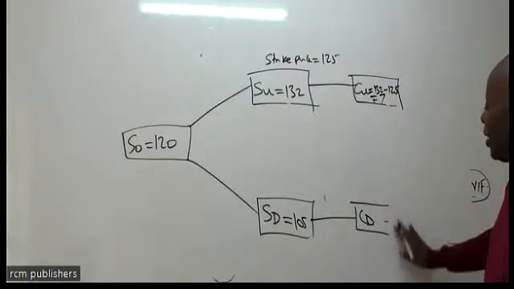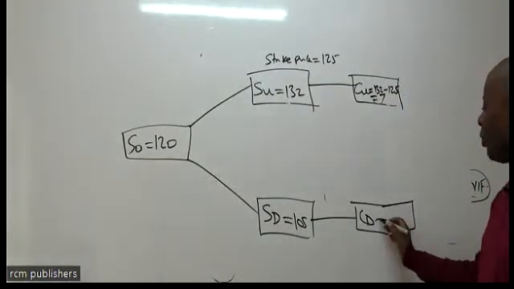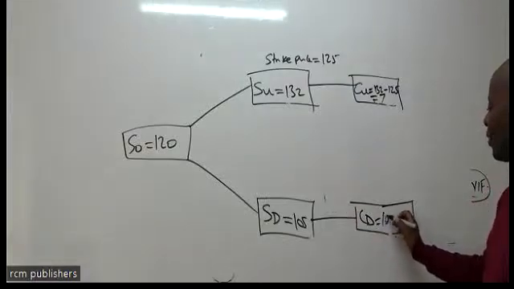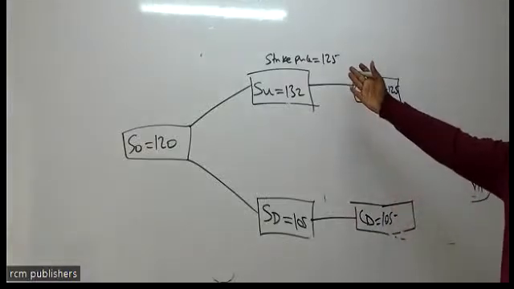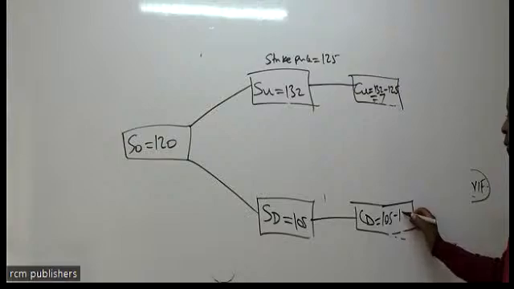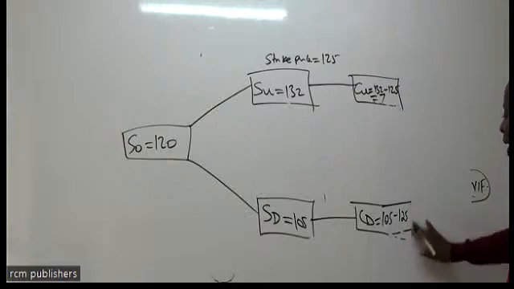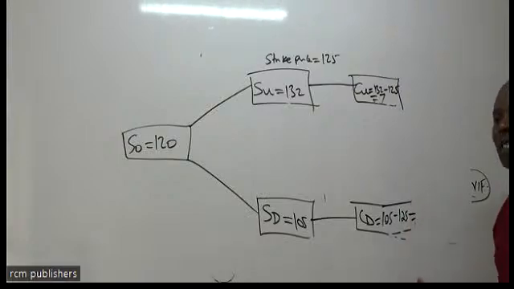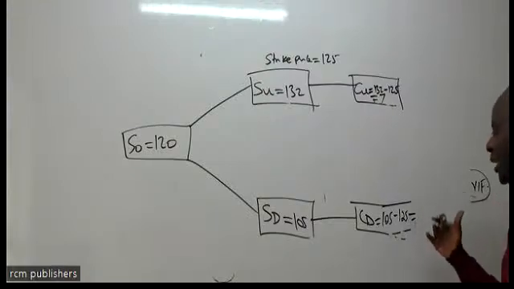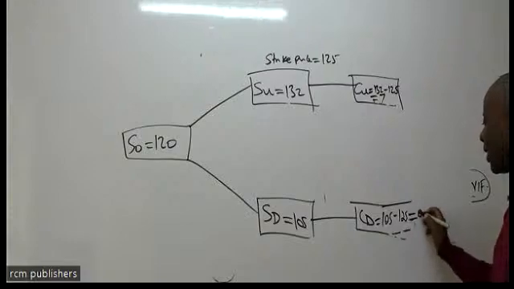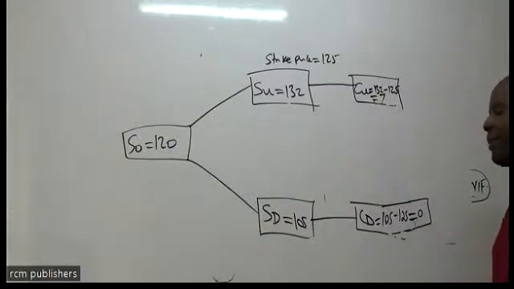And then we have the CD. The CD will be 105 minus the strike price, 125. But now the question is really, can we have a negative call value? If we realize we're getting a loss, we say no, and then we get a 0. So the 0 there becomes the call value like that.